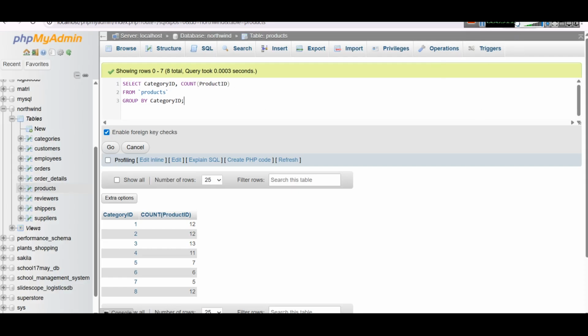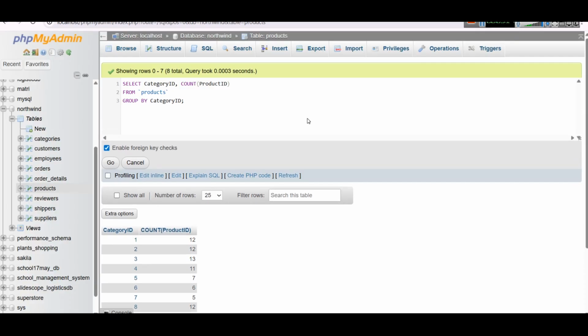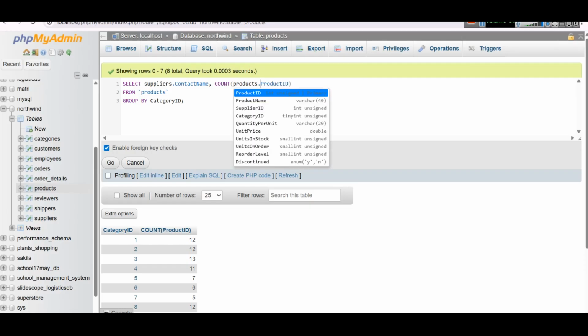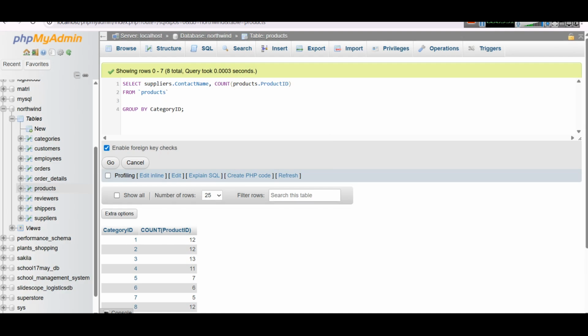In a similar way, if you want to show the supplier name also, you want to write a query where you show the supplier name and how many products that supplier supplies. So you will select suppliers dot supplier name or suppliers dot contact name, and then you will write count products dot product ID, how many product IDs there are, from products, simple, join suppliers on what?